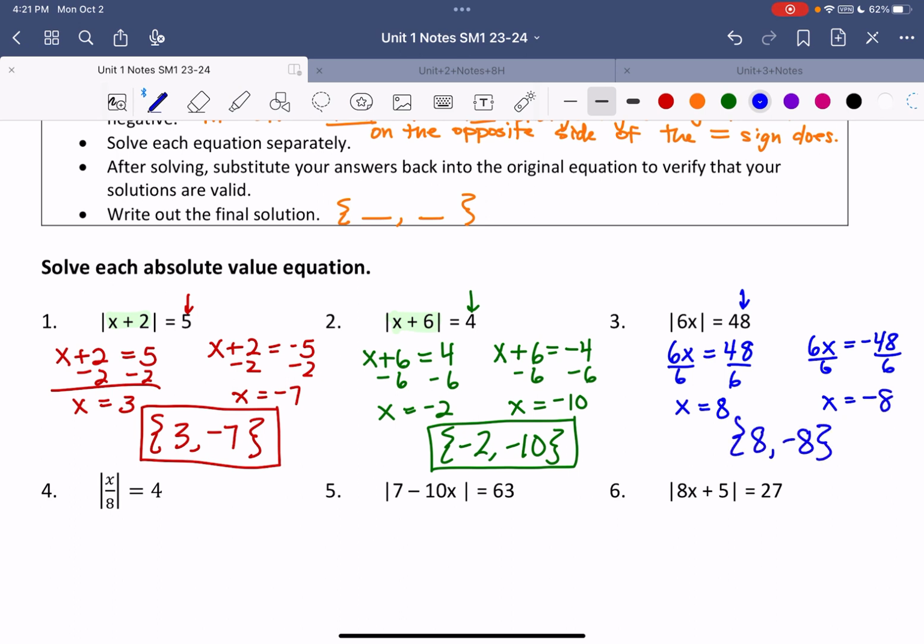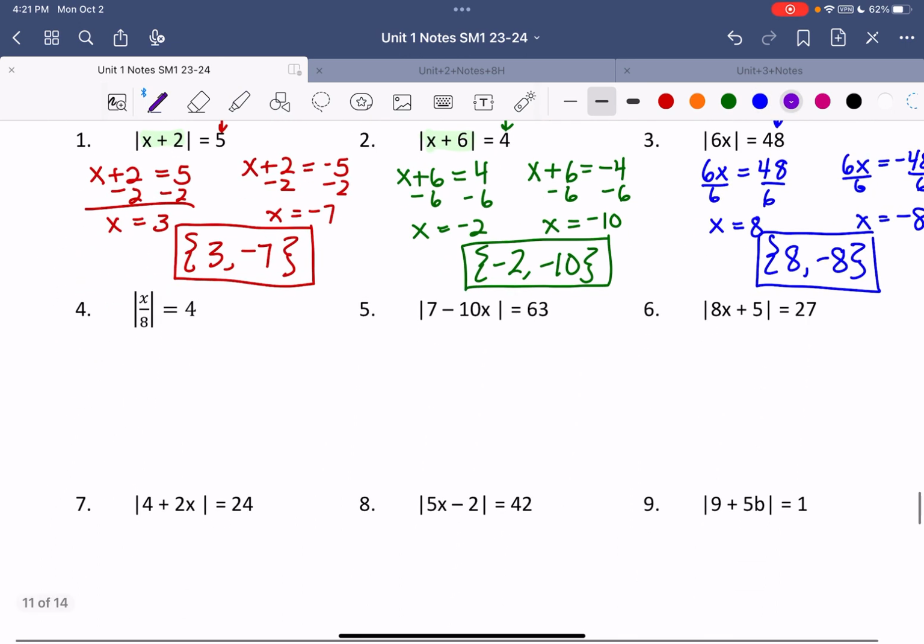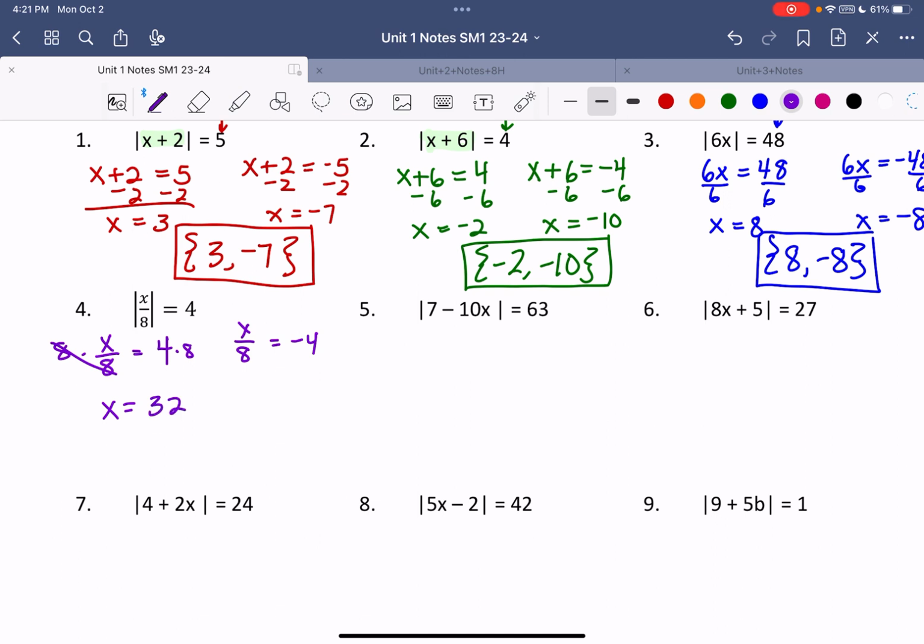If you can't do the squiggle brackets, you can always just do kind of a little squiggly line. You'll notice that my curly brackets aren't always perfect. Okay, so again, we're taking what's inside, setting it equal to the positive, taking what's inside, setting it equal to the negative. Solve. In this case, we're multiplying both sides by 8, so x is equal to 32, and x is equal to -32. Put them both in our brackets.